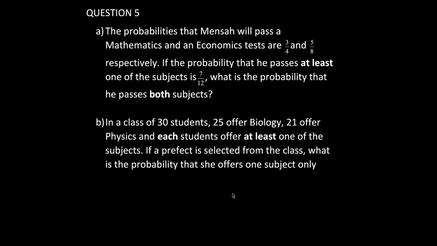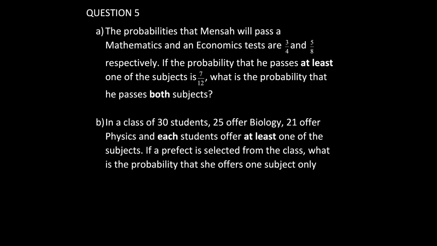In this video, we'll be solving the 2017 Core Maths questions, question 5. So question 5a: the probability that Mensa will pass mathematics and economics tests are 3/4 and 5/8 respectively. If the probability that he passes at least one of the subjects is 7/12, what is the probability that he passes both subjects?